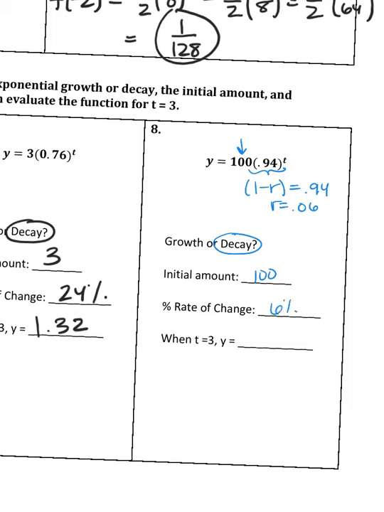When t equals 3, what does y equal? First, we're going to raise 0.94 to the third. And then we're going to multiply by the 100 in front. And we can round to 2 decimal places. So we've got 83.058, which rounds to 83.06.